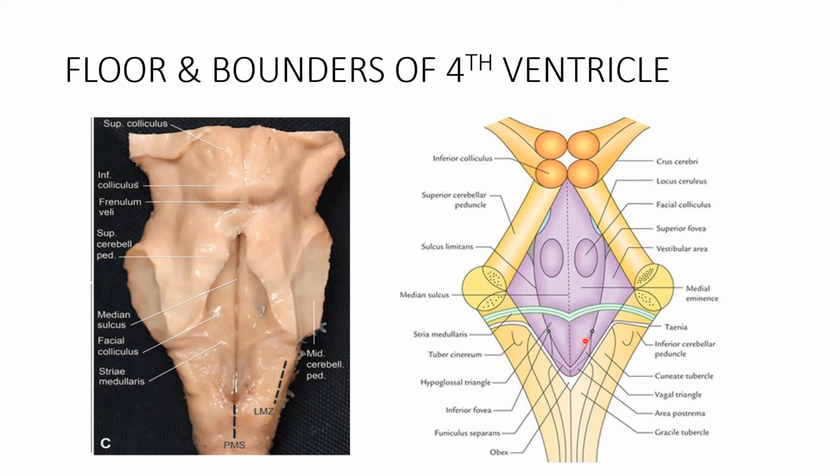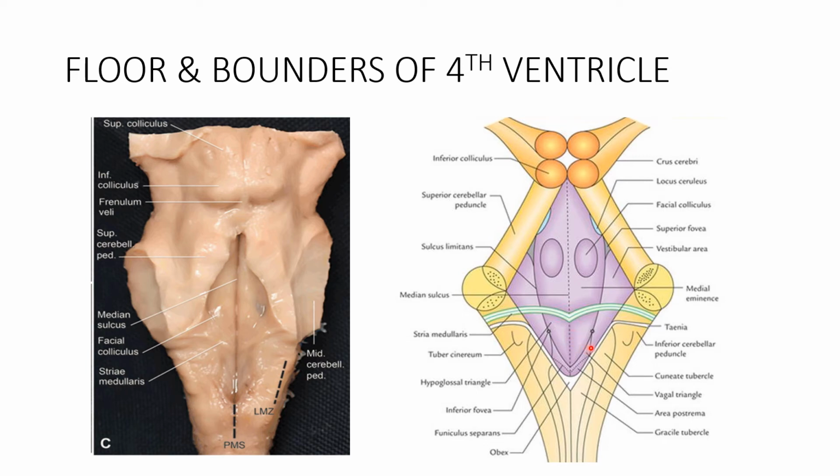So this sulcus divides the medial eminence in the medullary part of the floor into two triangles. You can see this is the hypoglossal triangle above the sulcus limitans, and below you can see this is the vagal triangle. Beneath the hypoglossal triangle lie the nucleus of the hypoglossal nerve and the nucleus intercalatus.